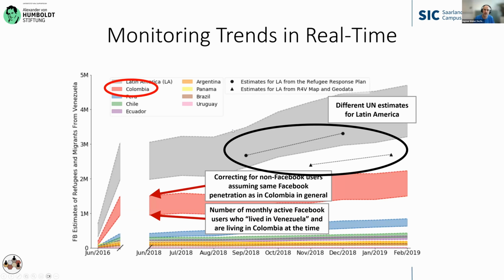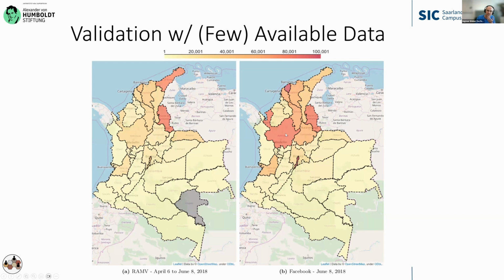Let me show you one other example where we try to validate things. This is now subnational data, only for Colombia. On the left, you have data from the Colombian government, the administrative branch handling migrant registrations. On the right, you have data from Facebook. Here, this is Norte de Santander, this red point here. Now, if you compare these two, again, you see some similarities.